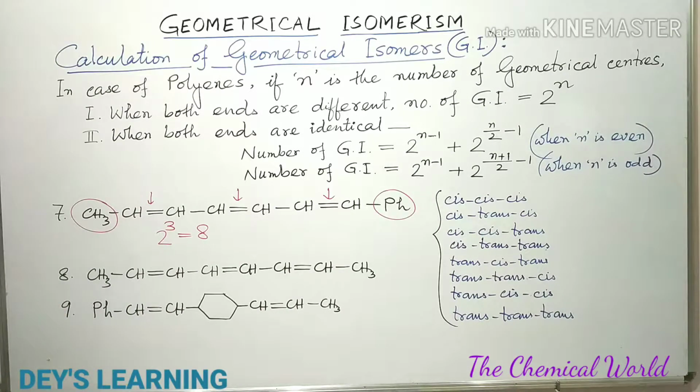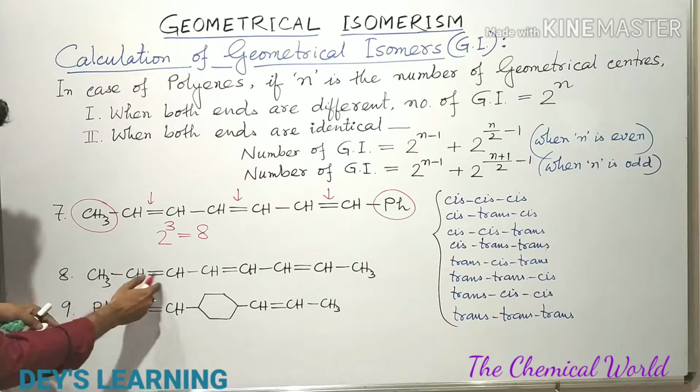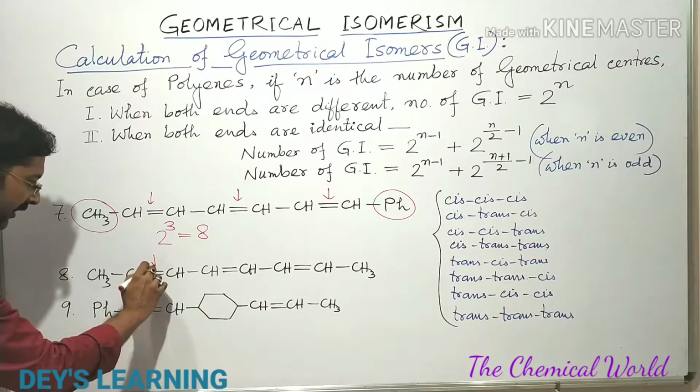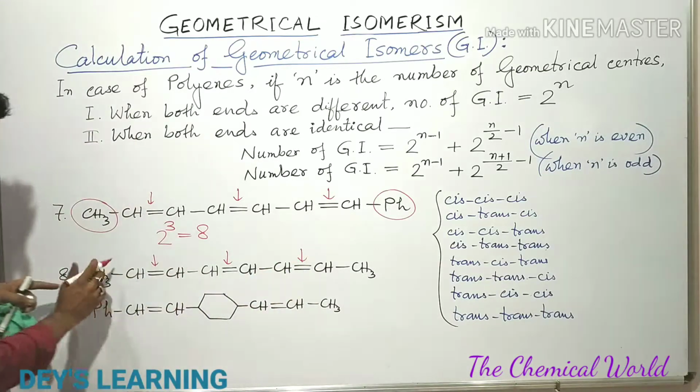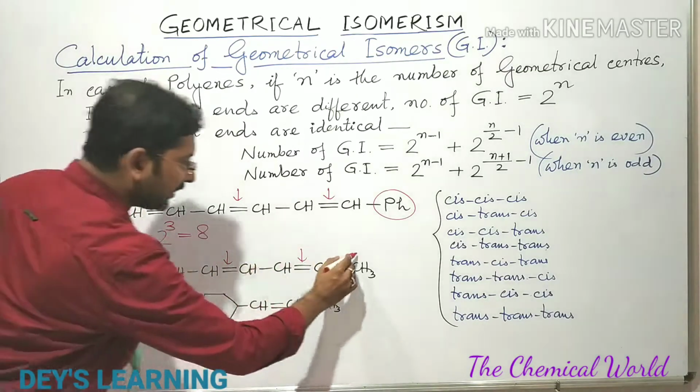Let's take example number 8. Here also 1, 2, 3, three geometrical centers are there, but very importantly, two ends are identical here.